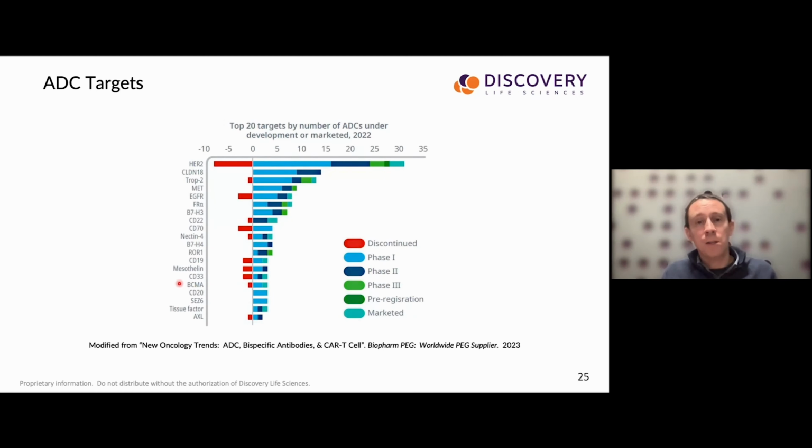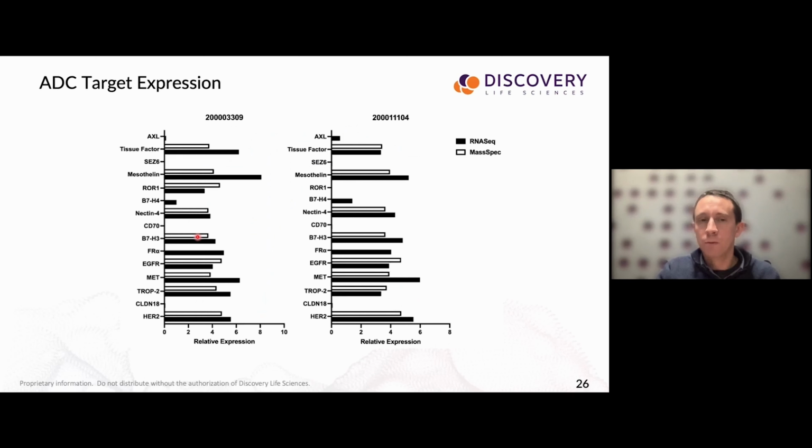But there are a lot of targets here that are specific to solid tumors, including a lot of active research, the B7 family members, B7H3 and B7H4, ROR1, Nectin-4, a lot of molecules where there's a lot of active research in them. So we've got this nice set of what ends up being about 15 to 16 ADC targets. Can we mine our data sets to see if they're expressed in our tumoroid models? So what we're looking at in this is our two tumoroid models, our 3309 model and our 1104 model. And we're looking at those ADC targets.